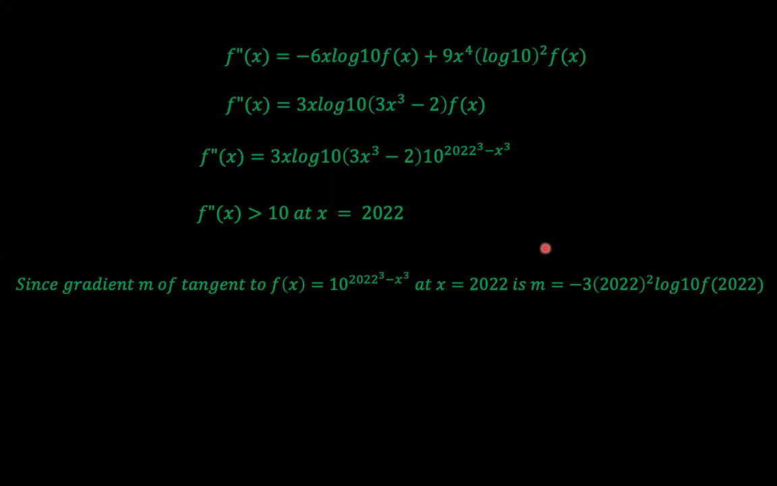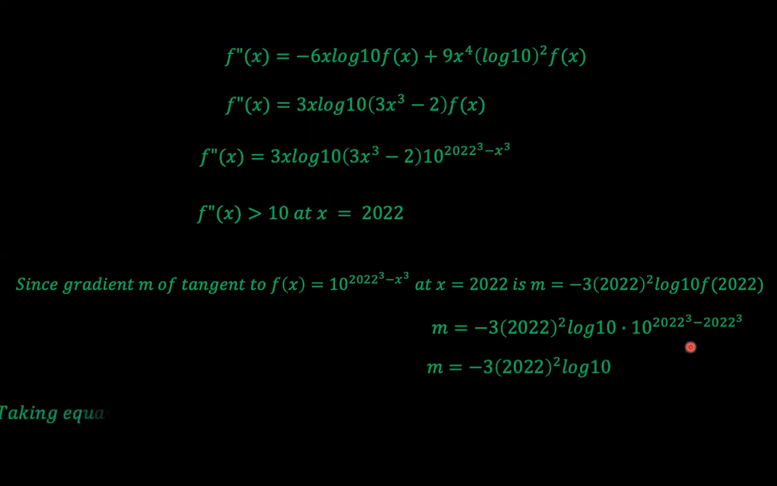And f of 2022 is as simple as plugging 2022 in place of x, and so this becomes 0, and so this is just 1. So that means that our gradient m is minus 3 log 10 to the power 2022 squared log 10 times this 1. And so we can now use the general equation of a line, y equals mx plus c, to plug in that gradient.